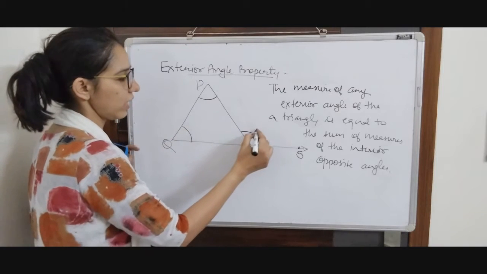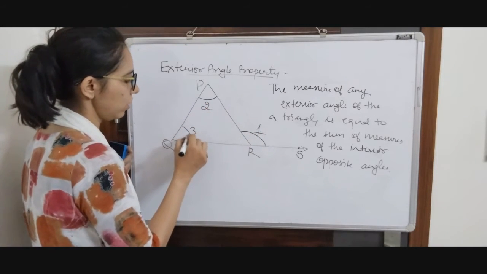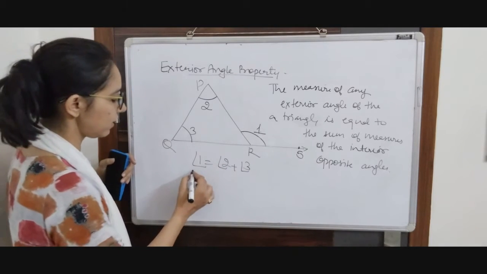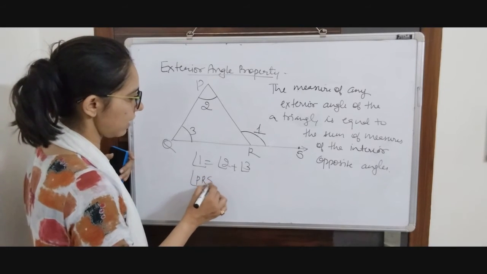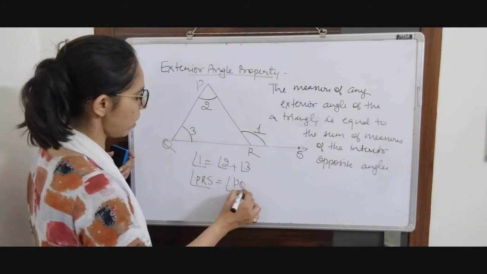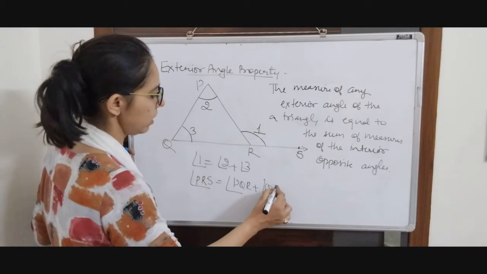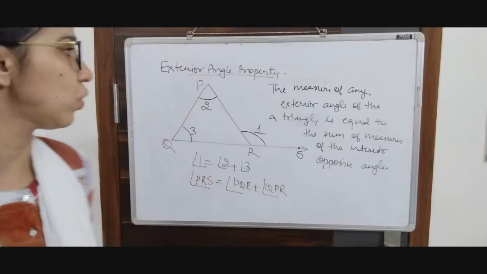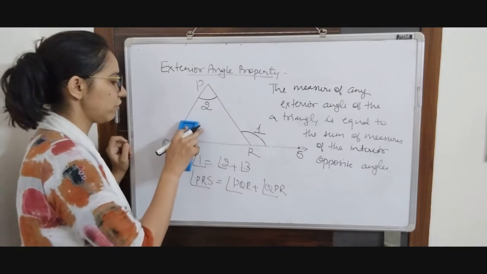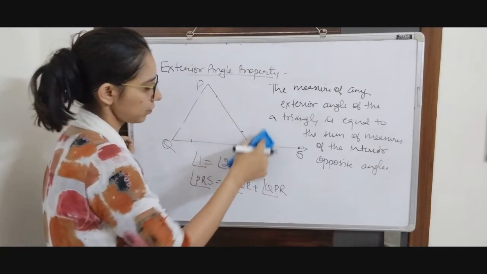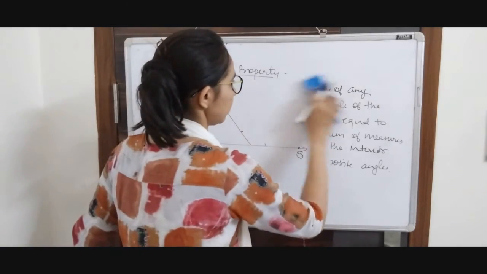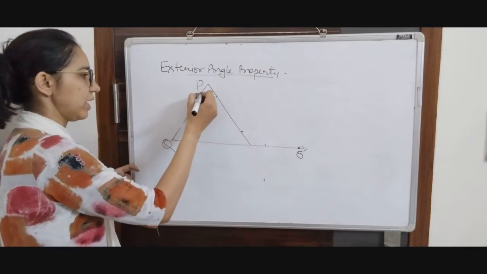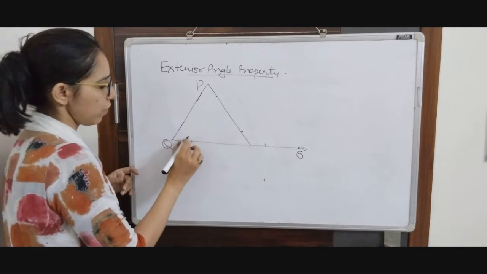So this angle, suppose this is angle 1, 2 and 3. So angle 1 is going to be equal to angle 2 plus 3. And if you want to write in letters, it is going to be PRS is equal to PQR plus QPR. We are going to do the proof of this also, how they are equal. We will do the complete proof when we do the exercise, but here we are going to see how it will work out.